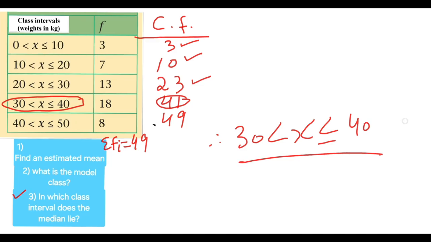Must remember, continuous and discrete data affect only the estimated mean. Mode and median are not affected. It's the same way to find them for continuous data or discrete data. Now I'm going to show you the next example with discrete data. Now I'm going to show you how to find the mean, median, mode on discrete data.